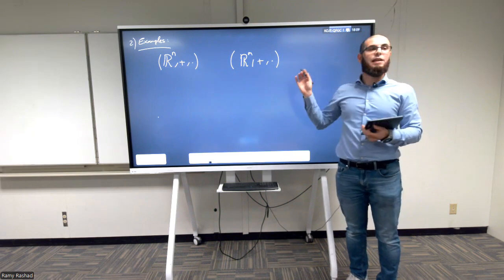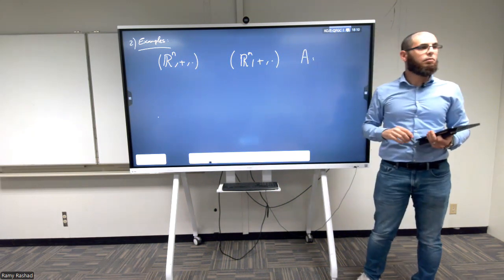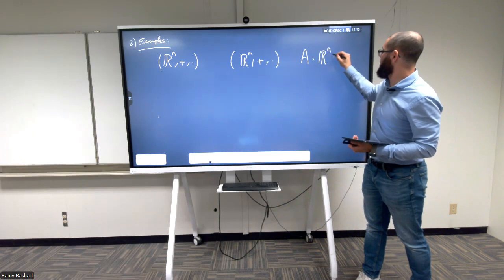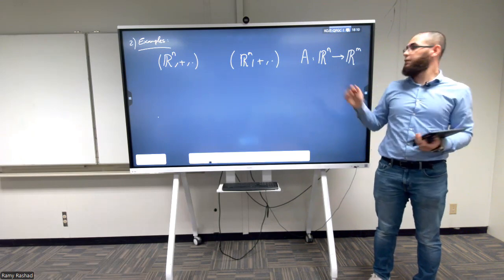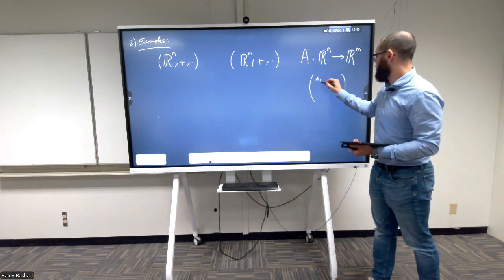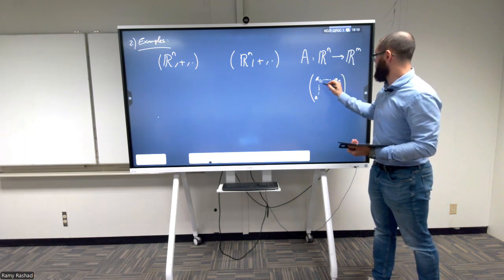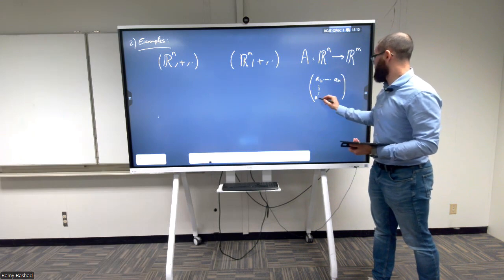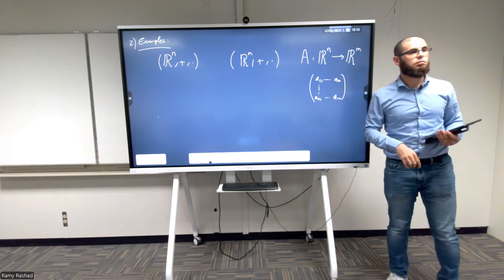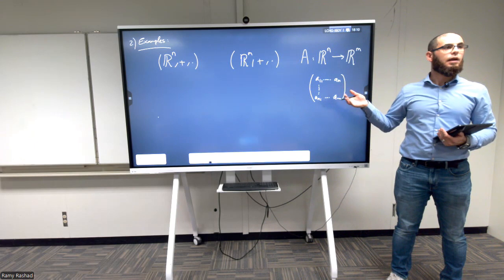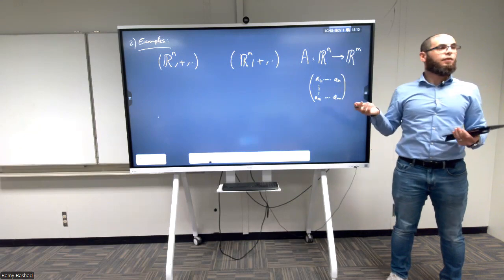Then the space of a linear map would be some A that would map you from Rn to Rm. Okay, and usually you think of A as being some sort of array, A11 up to A1n, and you have here AM1 up to AMN. Okay, this is what a linear map is, right? And how is this map defined?